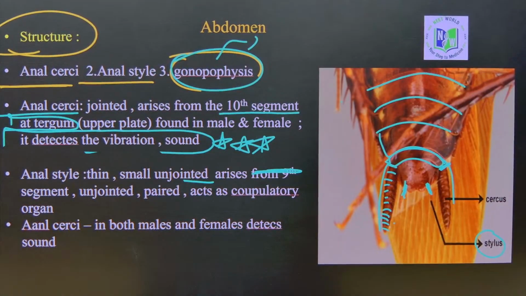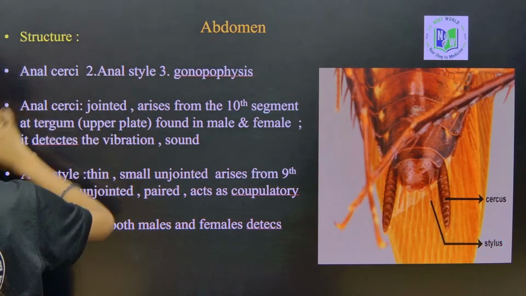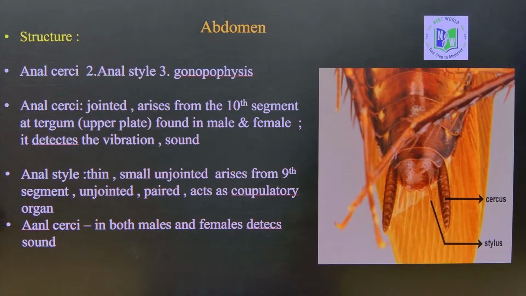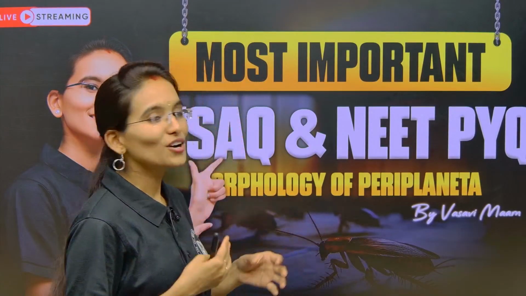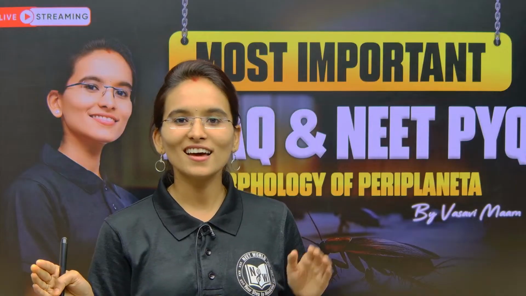So now students, we are going to move towards the most important and interesting thing that is going to start from now. That is nothing but we are going to solve the NEET previous year questions, especially from the external morphology, and we are going to look into the most important very short answer type questions, which are extremely important for both Telangana as well as Andhra Pradesh intermediate board examinations.